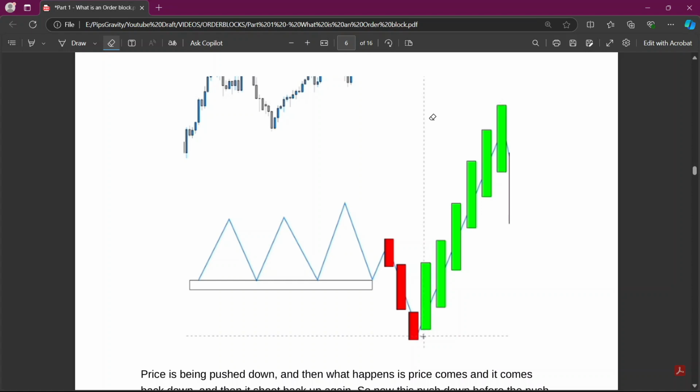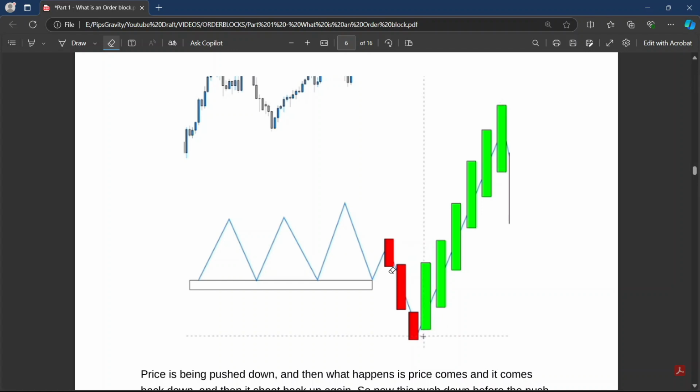We say that an order block is the last opposite candle before the big move in the opposite direction. So if it's a bullish move, it's the last down candle. If it's a bearish move, it's the last bullish candle. So if they sold here, they sold here, and they sold here, this is the last place where they sold. Now this is our order block.